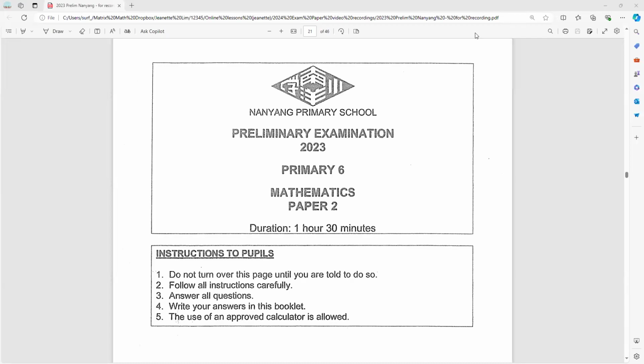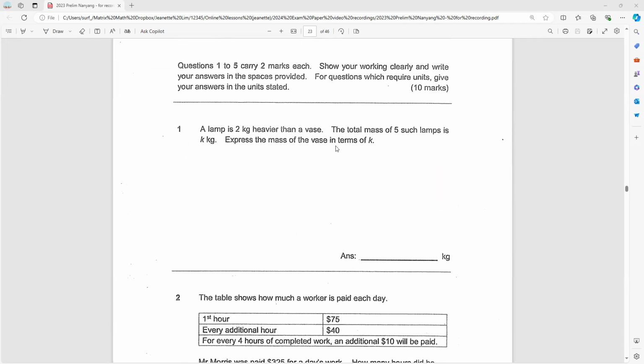Prelim paper for Nanyang Primary, paper 2. Calculators will be allowed for paper 2. Let's look at question 1.